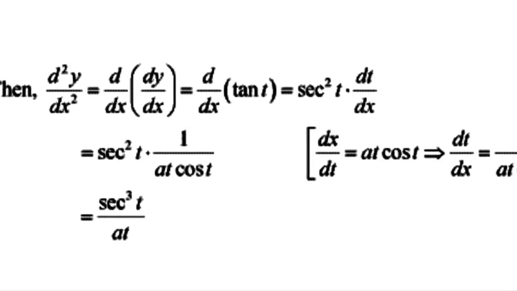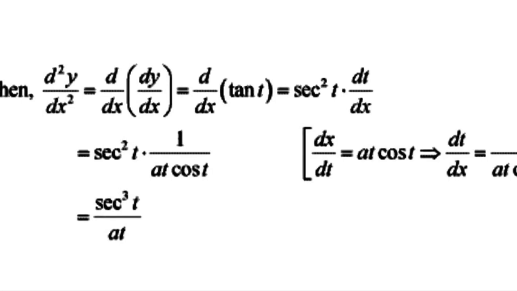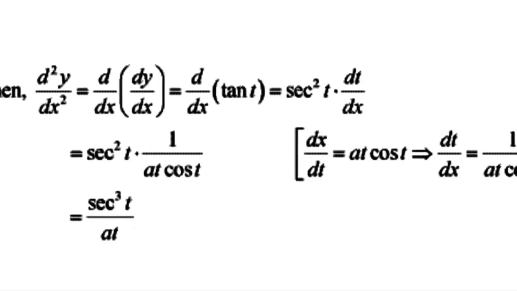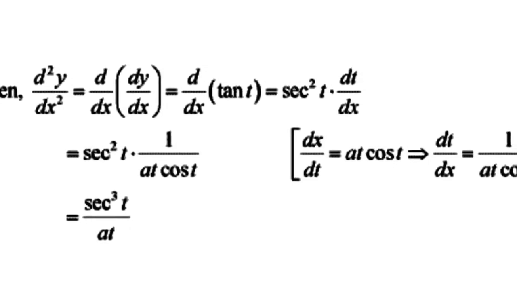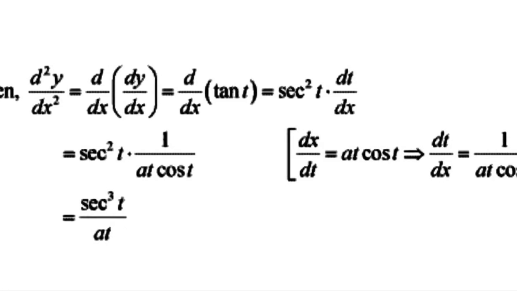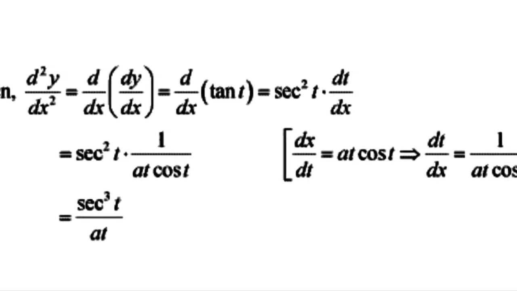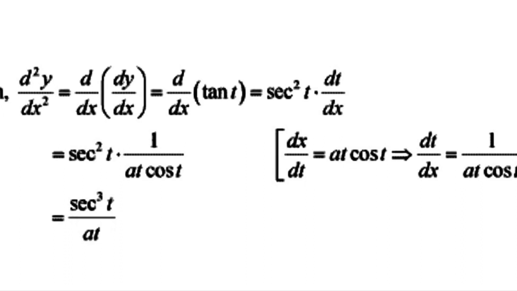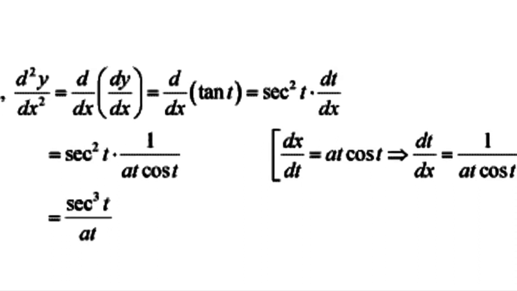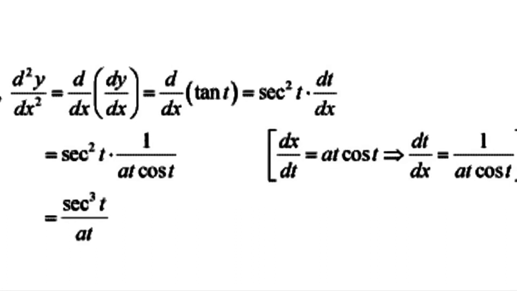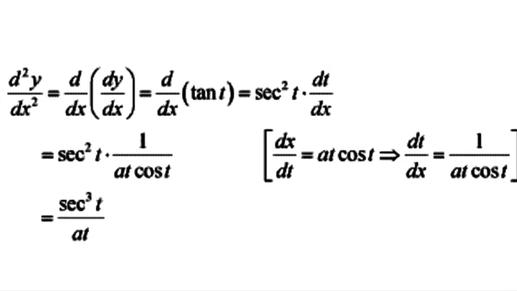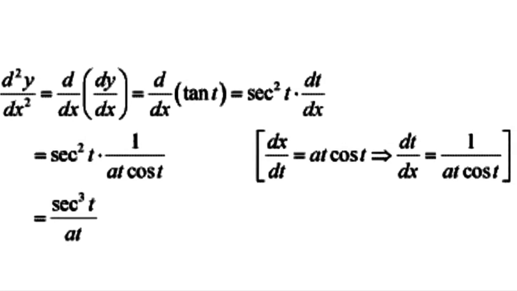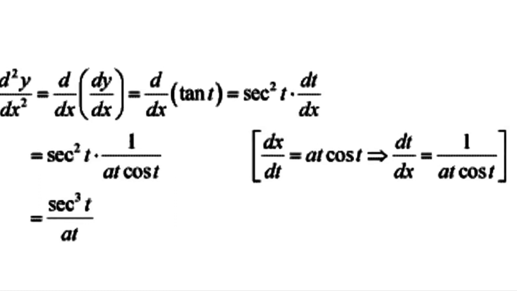Now in step number 3, we saw divided by dx by dt. So the value of dx by dt is at into cos of t. That is why d square y upon dx square is nothing but sec square t upon at into cos of t. Since we know that 1 upon cos t is nothing but sec of t, that is why d square y upon dx square equals sec cube t upon at.